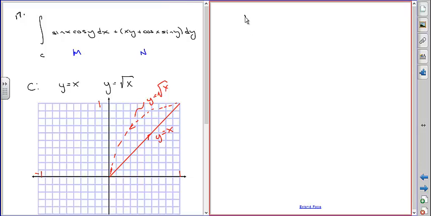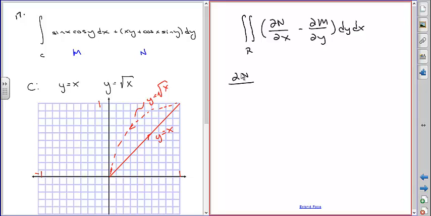So Green's theorem says that you take the integral over the region of the partial of N with respect to x minus partial of M with respect to y times dy dx. So the first thing we have to do is take the partials, partial of M with respect to y and N with respect to x.